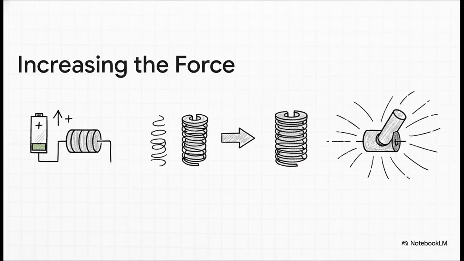Next up, the exam asks for 2 ways you could make the pull on the bolt even stronger. To get these marks, you just need to list any 2 of these options. You could pump more current through the wire, you could wrap more turns of wire around the coil, or you could stick an iron core inside the solenoid. Any of those will create a stronger magnetic field and a stronger pull.